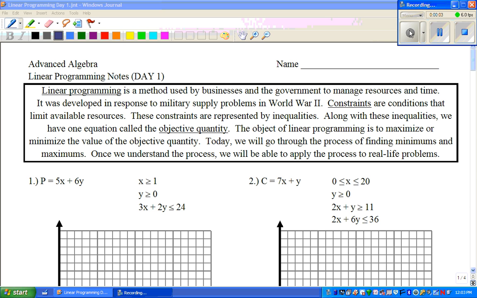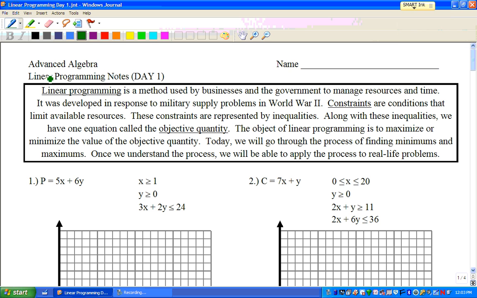All right, today we're going to talk about linear programming in advanced algebra, which has to do with graphing inequalities. And one thing that I want you to pay close attention to is this box up here about what linear programming actually is and what it's used for.